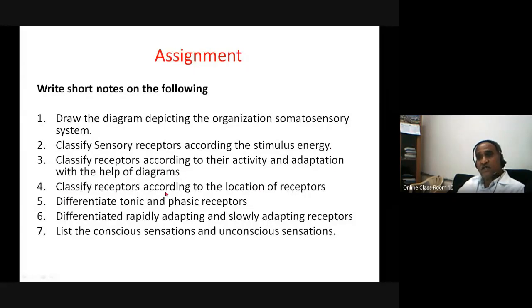Classify receptors according to location of receptors. Differentiate tonic and phasic receptors. Differentiate rapidly adapting and slowly adapting receptors. List the conscious and unconscious sensations.